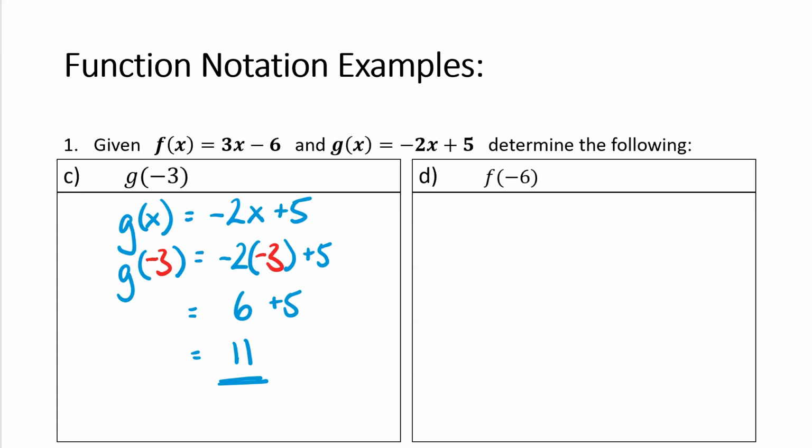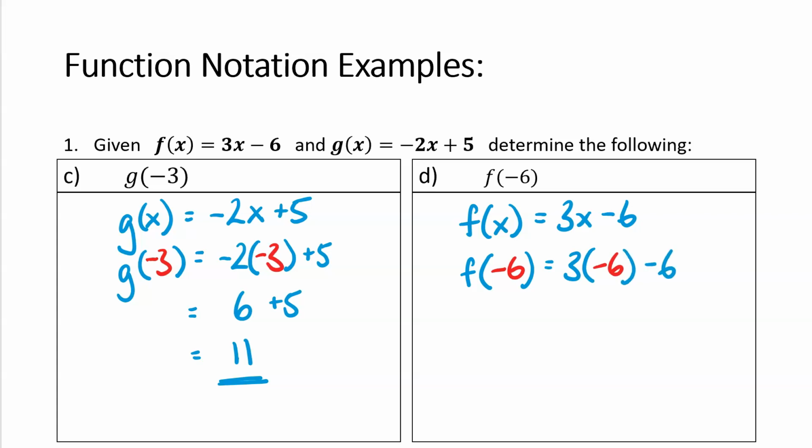Now for d, we're dealing with the function f. So we know f of x equals 3x minus 6. We want to figure out what that f is when x is -6. So every time we see x, we'll plug in -6. And let's evaluate. 3 times -6 is -18. And then we have a -6 there. So -18 minus 6 is -24. So the function f, when x is -6, equals -24.